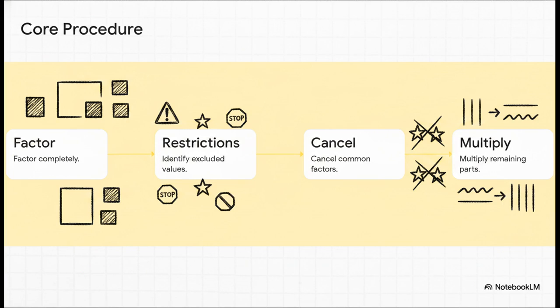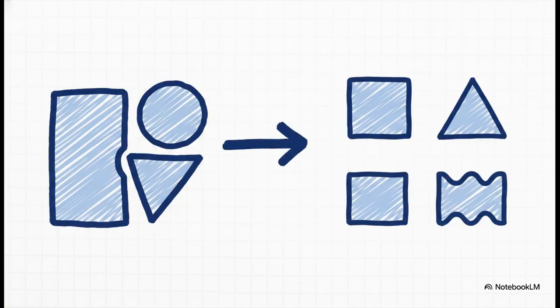Let's actually see this in practice. Check out our multiplication example. We've got a rational expression with a numerator of x squared plus 5x plus 6 divided by a denominator of x squared minus 4. And all of that is being multiplied by a second expression, x minus 2 divided by x plus 3. Now, your brain might be screaming to start crossing things out immediately, but hold on a second.